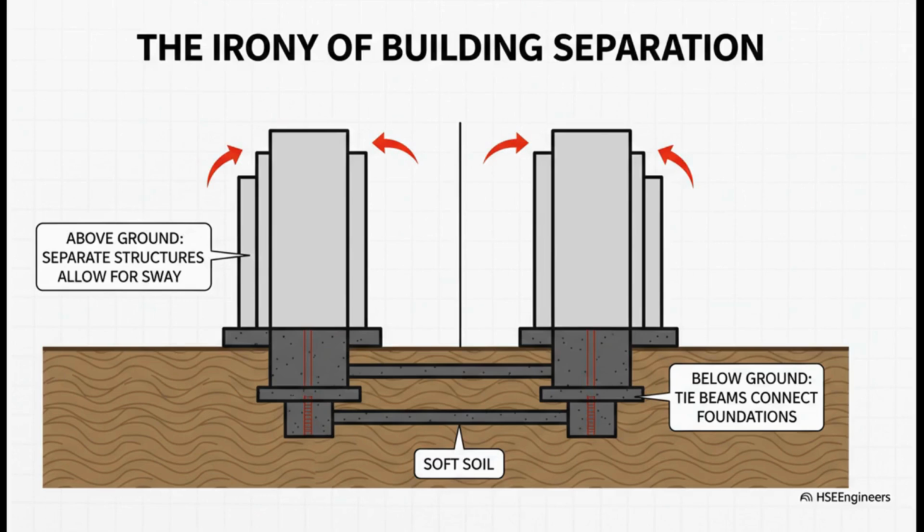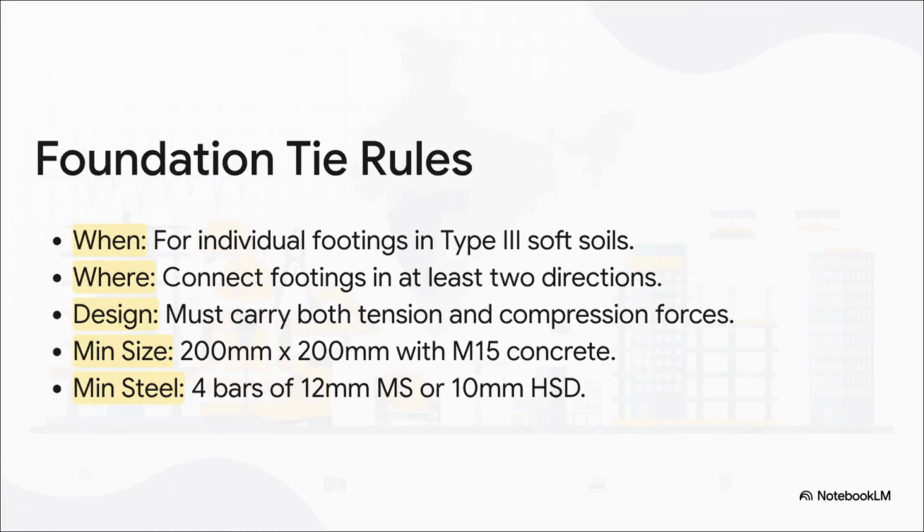It sounds a little weird, right? But it's absolutely essential. Tying foundations together is the only way you can prevent something called differential settlement. That's where one part of the building sinks more than another during shaking. And believe me, that can be catastrophic. Clause 534.4 is crystal clear on this. If you're building on soft soil with separate, isolated footings, you must connect them. These reinforced concrete foundation ties create a rigid grid under the ground.